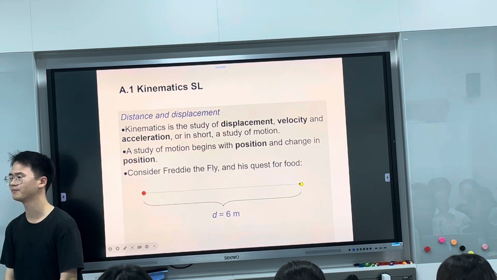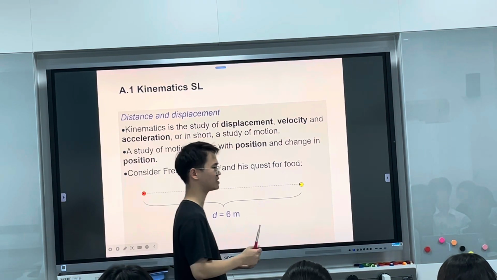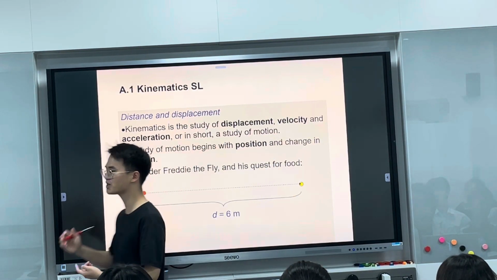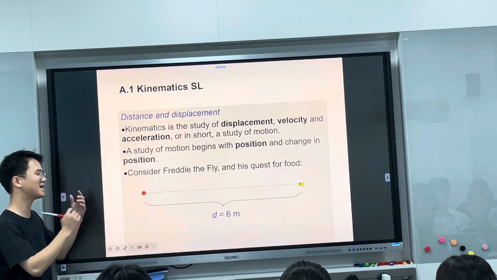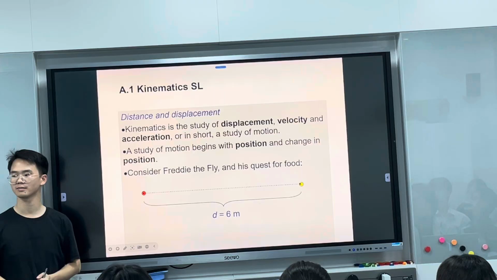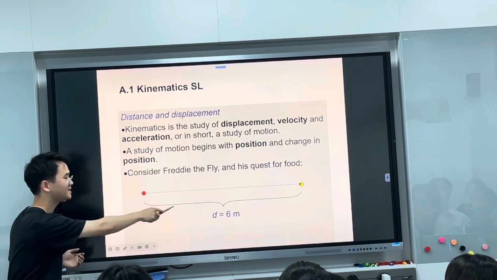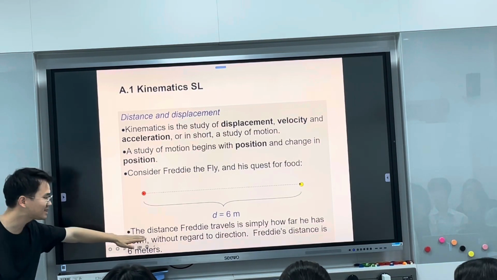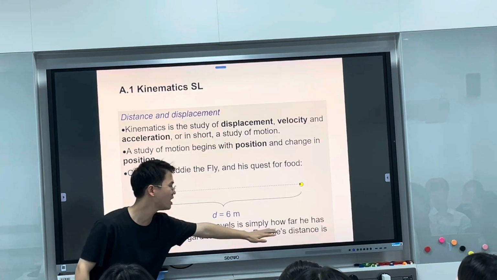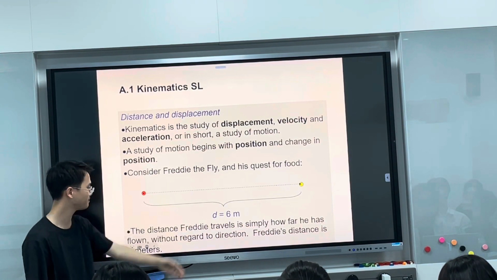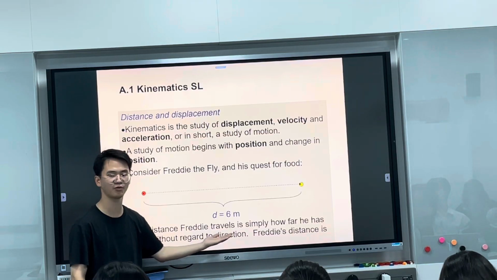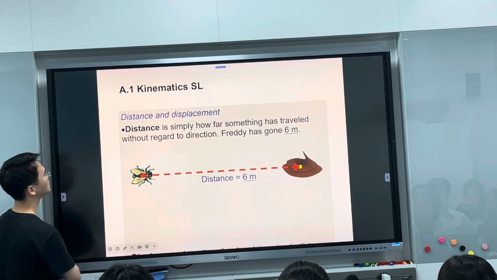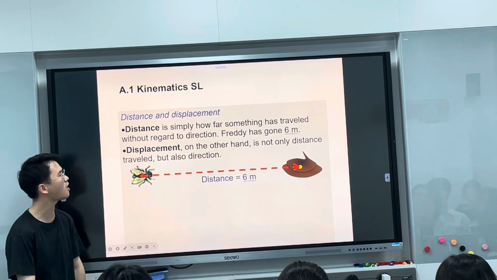But hold on. We say that displacement is a vector, which means other than magnitude, it also has direction. So what other information should we have in order to say it's actually a displacement? To the right. 6 meter to the right. That's the displacement information of Freddie. So the distance Freddie travels is simply how far he has flown, which is 6 meter, without regard to direction, right? Okay. So distance is simply how far something has traveled.